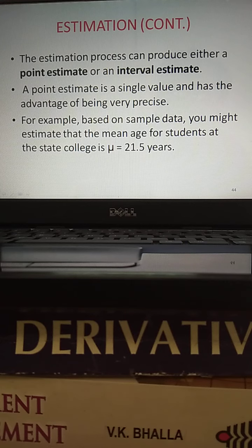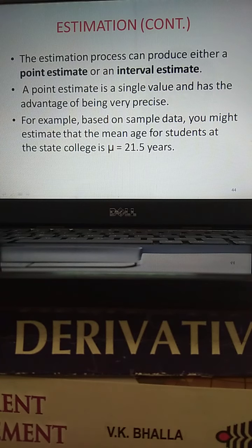The estimation process can produce either a point estimate or else an interval estimate. So either way you can get the information about the population. A point estimate is a single value and has the advantage of being very precise. If you look at the answer, there will not be any kind of confusion. Such a way of providing an answer is known as a precise answer.